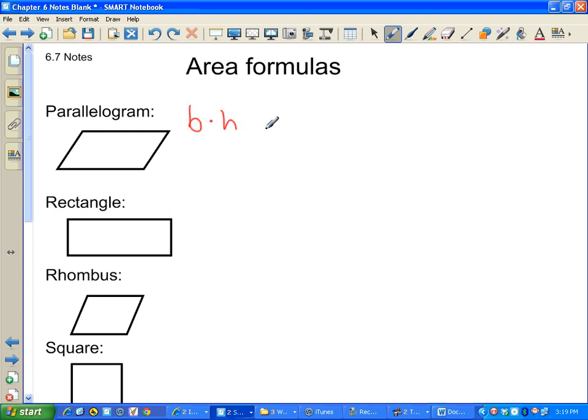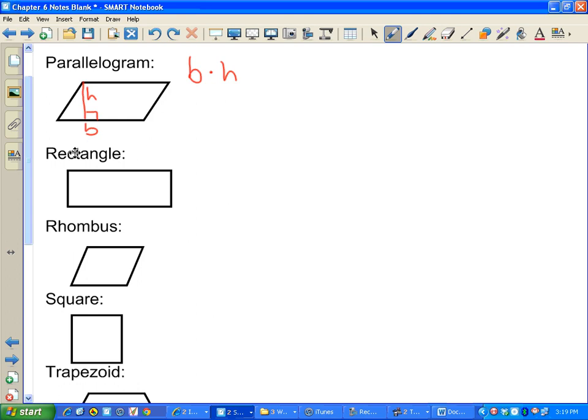base times height. The key to remember here is the height has to be perpendicular to the base. Okay, if it's not, then you can't use it as your height. So if I'm going to do base times height, this line on the bottom would be my base. This would be my height. Okay, so your height always has to be perpendicular to your base. So that's one way to find the area of a parallelogram. In fact, that's the only way.